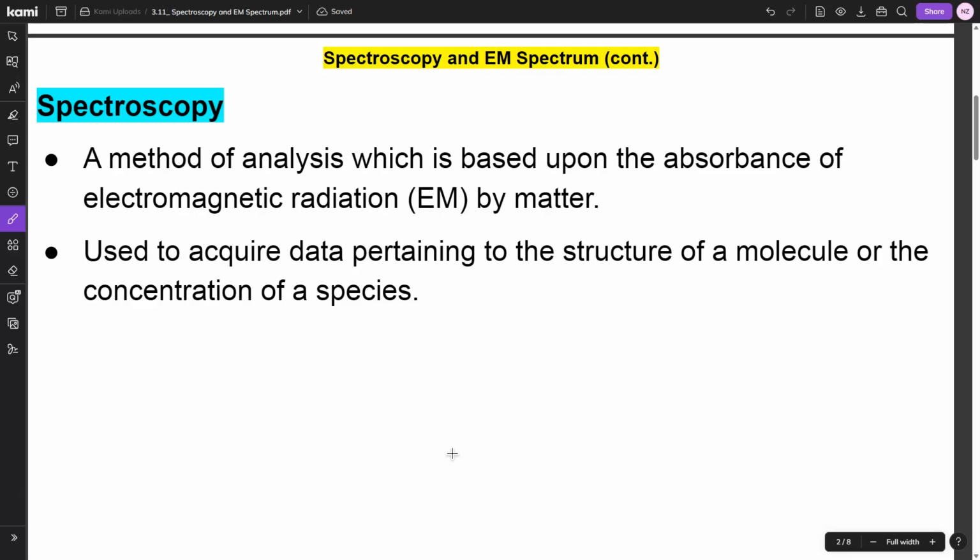All right, so spectroscopy is a method of analysis which is based upon the absorbance of electromagnetic radiation by matter. We use spectroscopy to acquire data pertaining to the structure of a molecule or the concentration of a species. So think about all of the planets and stars that are out in the galaxy, the universe. We're able to analyze the light emitted by these different stars to determine the composition of distant planets, distant suns, without having ever been there.